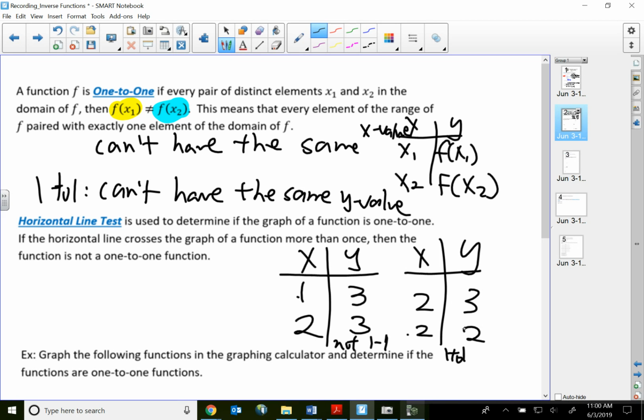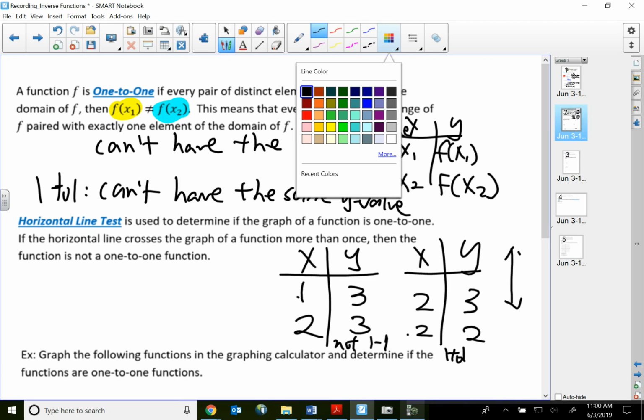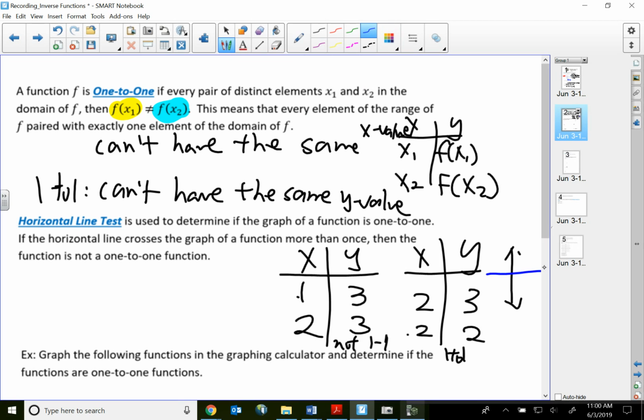So if you plot these two points, this is actually a vertical line. A vertical line is a one-to-one function. But normally we don't call a vertical line a function anyway. A vertical line does pass the horizontal line test because if I draw a horizontal line through it, it will only touch it one time. Therefore, that graph is one-to-one.